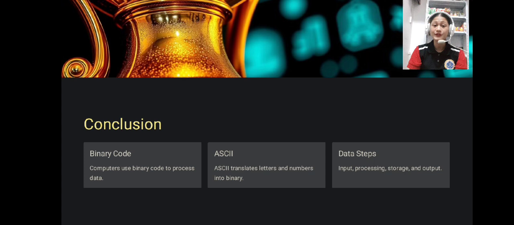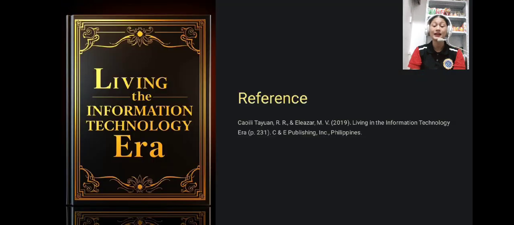In conclusion, computers use binary code to process data, converting human input into a machine-readable language. ASCII, or American Standard Code for Information Interchange, is important in translating letters and numbers into binary. The steps of input, processing, storage, and output function together to ensure data is accurately handled and displayed.